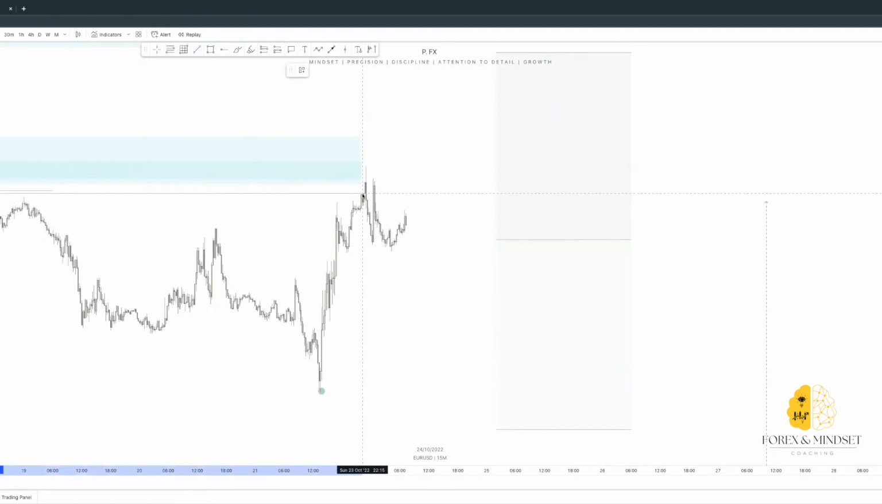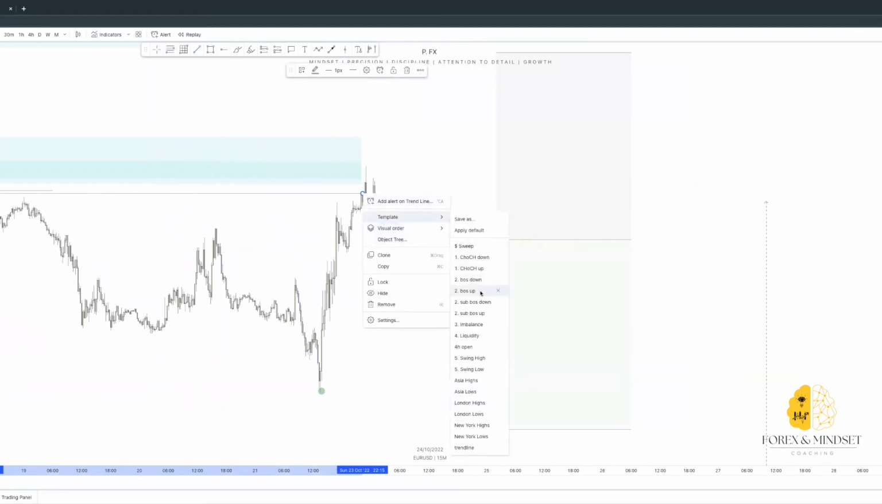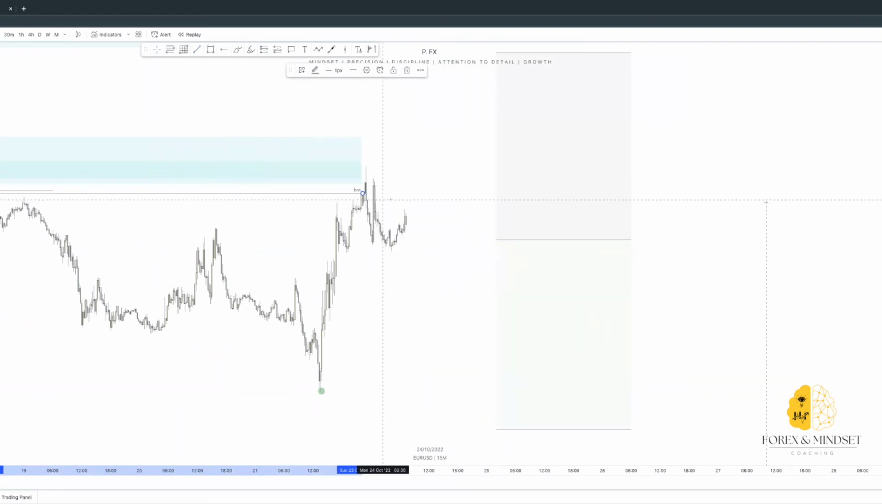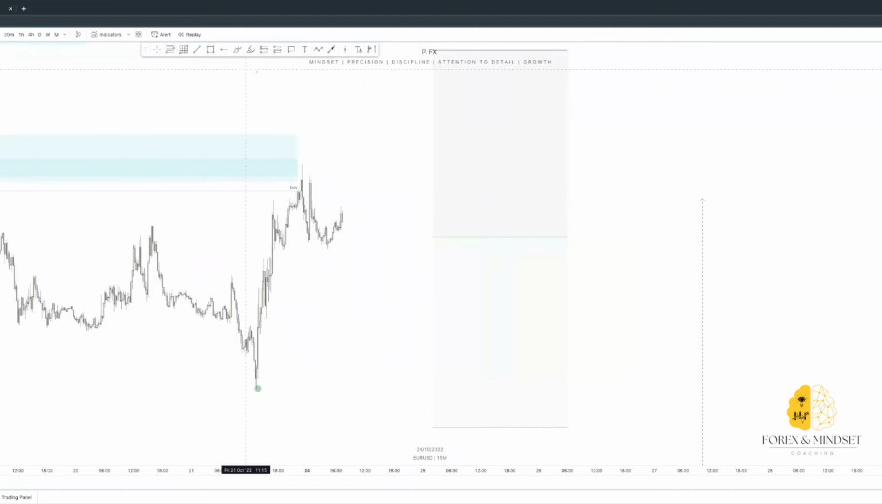So this is a break of structure to the upside, which we can see that not only do we have a wick, we also have a body break. So here, this is our swing low, and this is our swing high. So I am looking for the price to continue to move to the upside. So we have the swing low, the swing high.